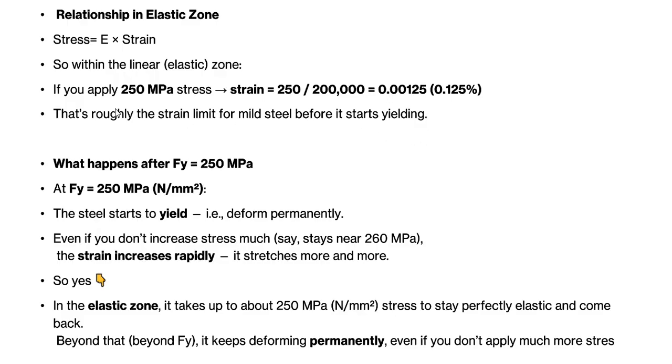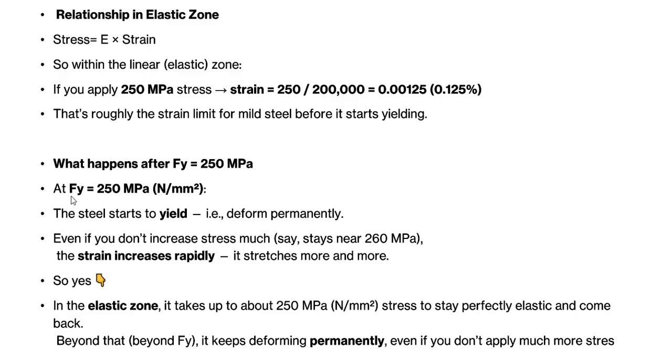For high-yield strength steel, it will be more, because the alloy structure will be different. So the yield point will be more for the high-yield steel, because the permanent deformation occurs at higher stress. What happens after Fy of 250 MPa? This is for mild steel only.